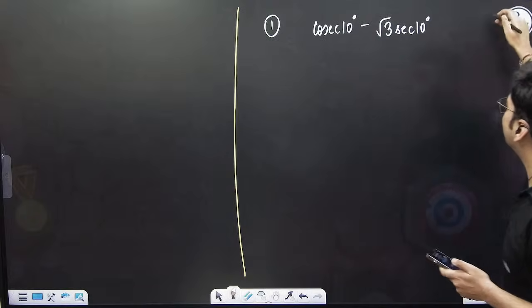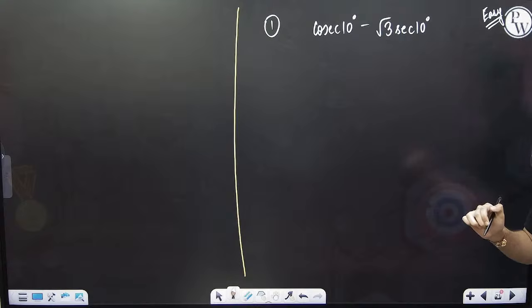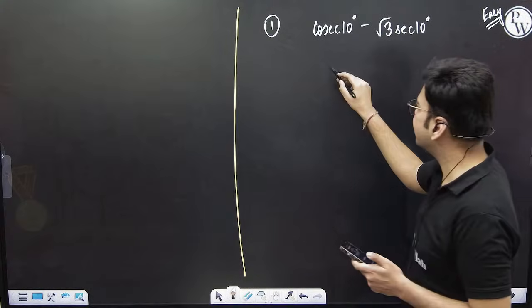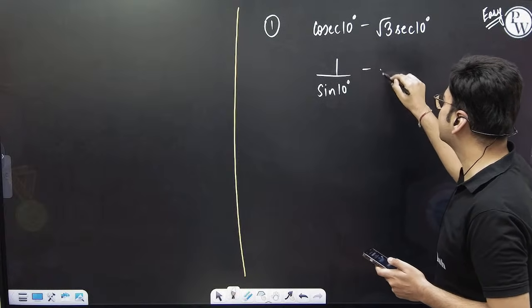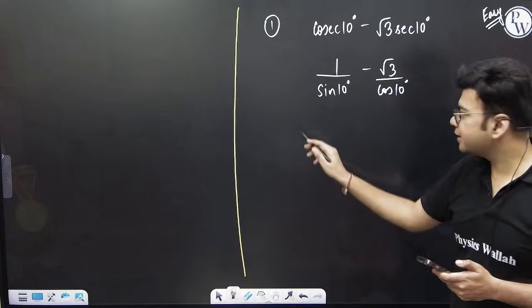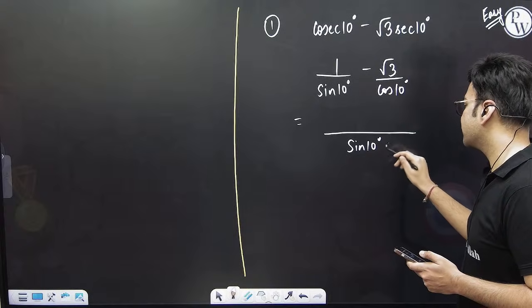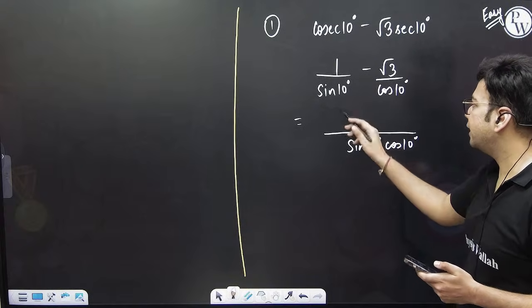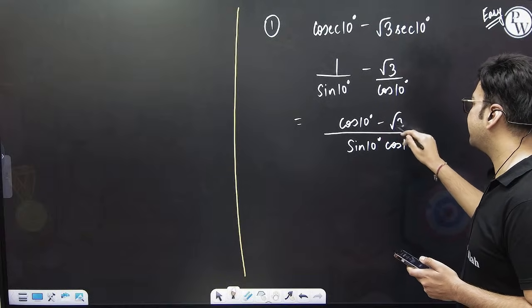Now this I would classify as a very easy question. Just use trigonometric identities and solve it. Cosec 10 can be written as 1 upon sine 10, minus root 3 times 1 upon cos 10 degree. Now let's take the LCM. So what will I get? Sine 10 degree cos 10 degree in the denominator, and here I'll get cos 10 minus root 3 sine 10.